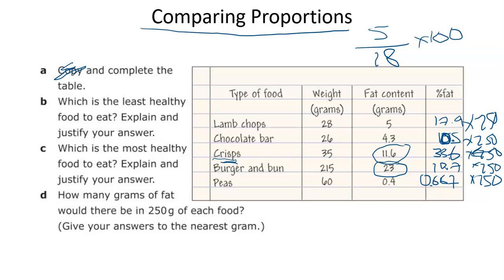And it wants to know, for each food. So you just want an extra column in your table that says fat in 250 grams, and then just times each of those by 250 and write them down. Easy peasy.